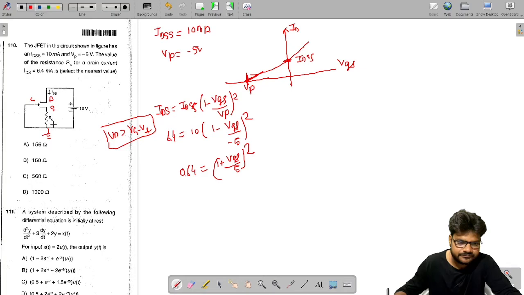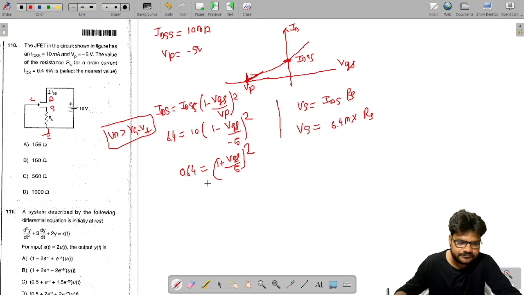So to find out RS, if you know VGS, G is grounded, so if you know VS, then we can write VS equals IDS into RS. Yes, we can write this. So IDS we know, so we have to find out VS. IDS is given in the question, this is 6.4 milliampere into RS. RS we have to find out, so we have to find out VS then.